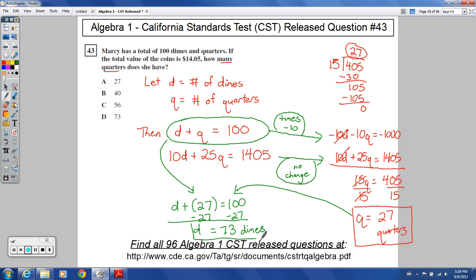So if you weren't careful and you solved for D not realizing that you needed to solve for Q, you might mistakenly select D as your correct choice, but the actual correct choice should be choice A. You have 27 quarters and you have 73 dimes. Number 43, choice A.